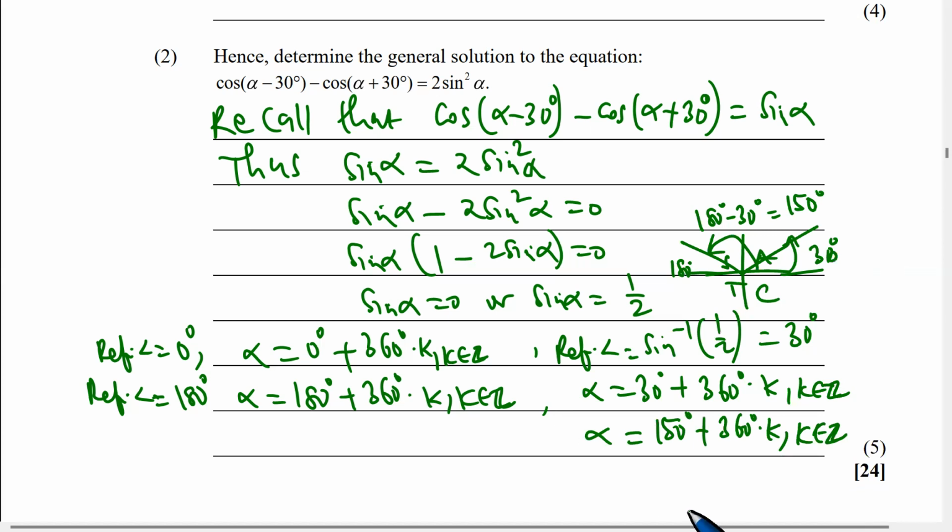Next question. Now here we're determining the general solution, so the general solution must be in terms of k, the integers. Okay, next question.